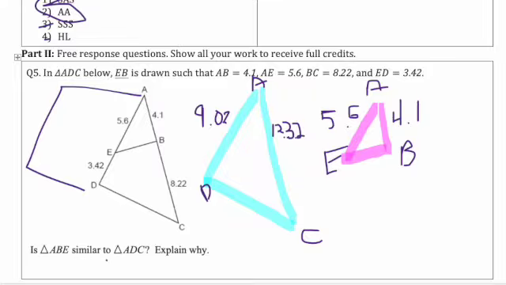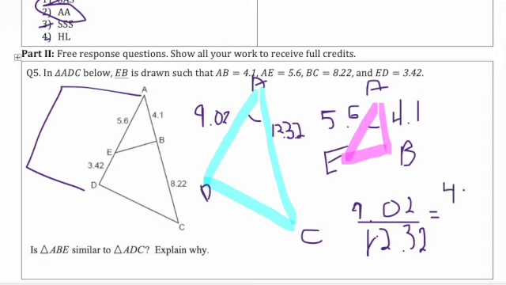Okay, and is ABC similar to ADC? And explain why. So we know angle A is congruent to itself. Okay, so we have, right, 9.02 over 12.32. Let's see if they are equal to, right, 4.1 over 5.6. So let's see if they're proportionate.